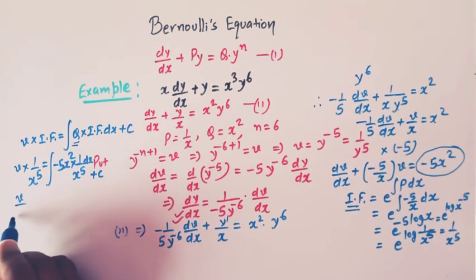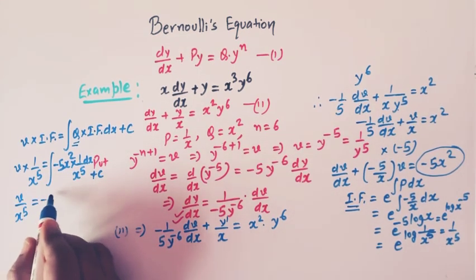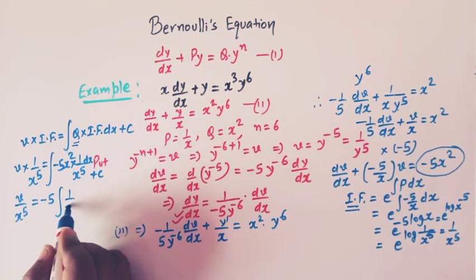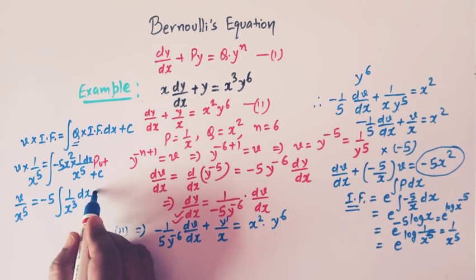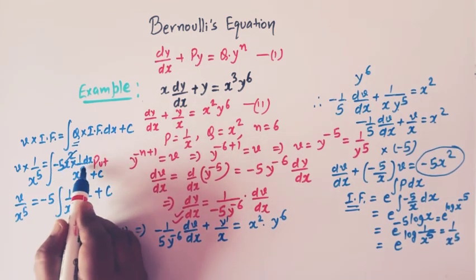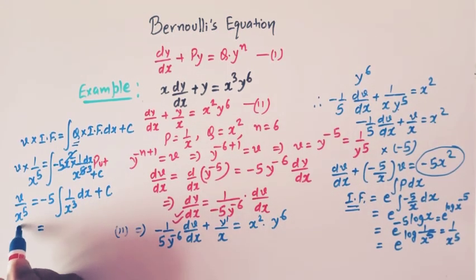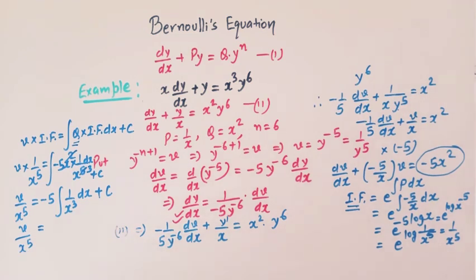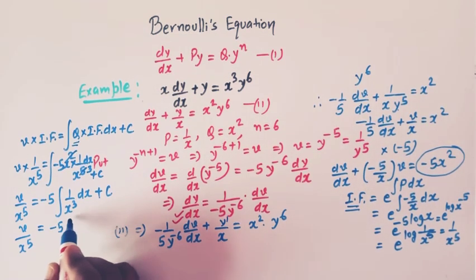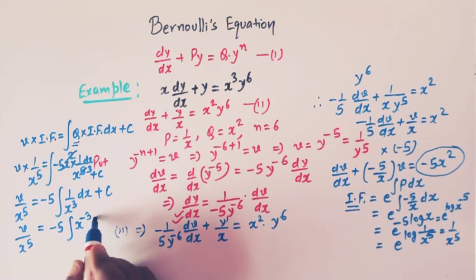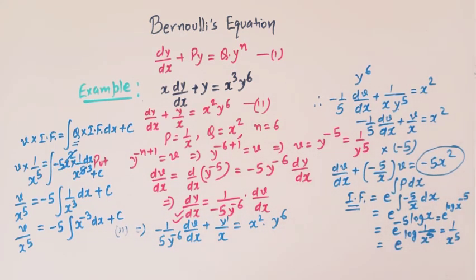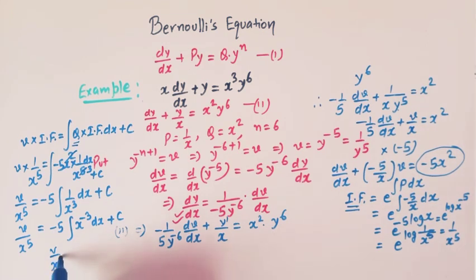So this is v over x raised to 5, and here we have minus 5 times 1 over x raised to 3 dx plus c. So here x square is cancelled and here we are left with x cube, right? So this is v over x raised to 5, and here we have minus 5 integral x raised to minus 3 dx plus c. So now we can write v divided by x raised to 5 is minus 5 times x raised to minus 2 divided by minus 2 plus c.